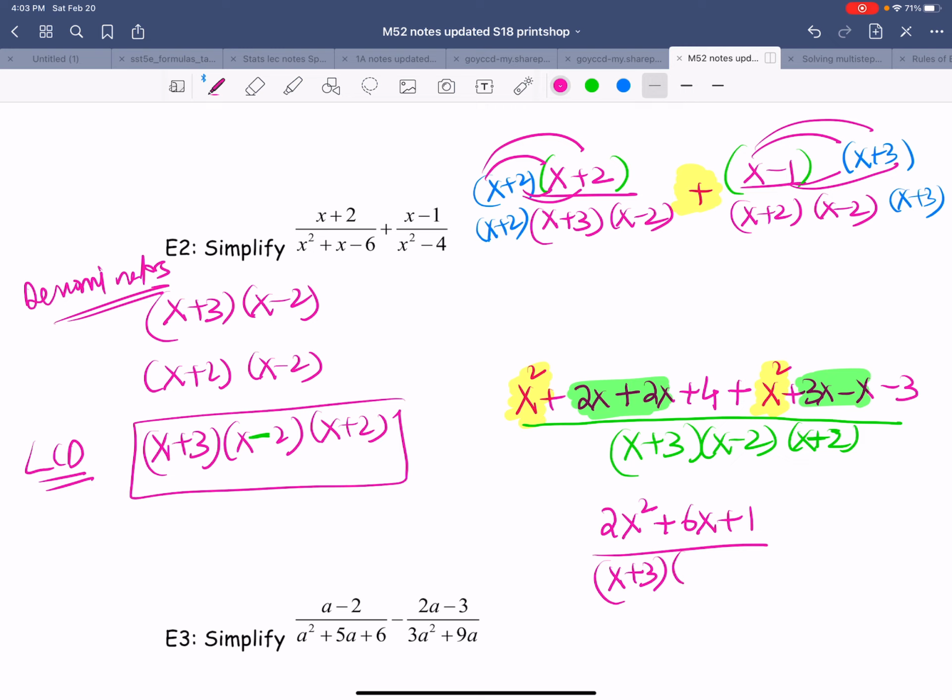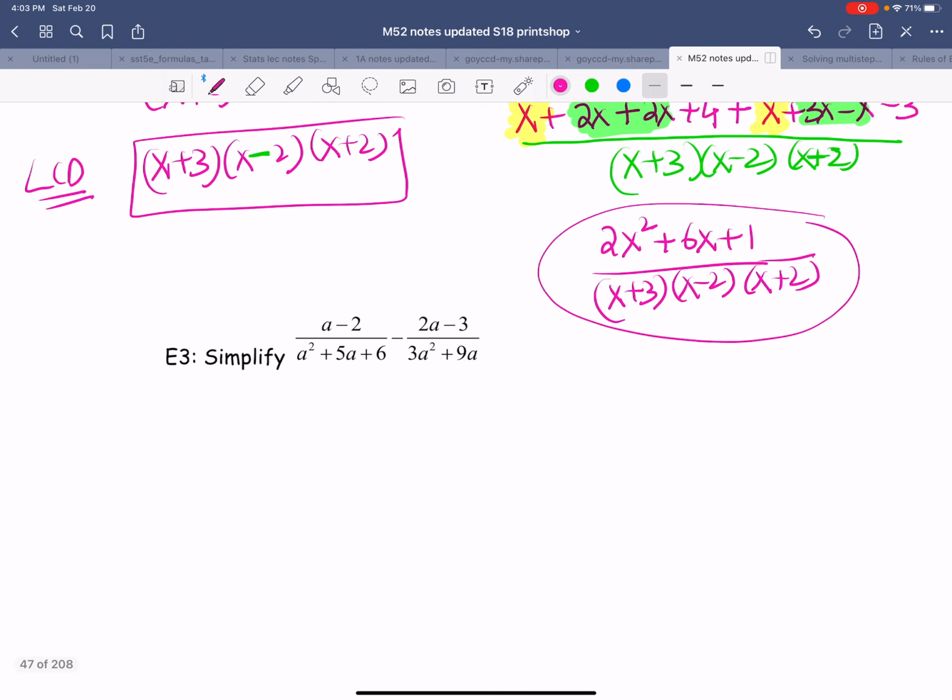And I would try to factor the numerator again to see if it's factorable. Looks like in this case the numerator is not factorable. But if it was, I would factor it further to make sure if I have any common factor between the numerators or denominators.